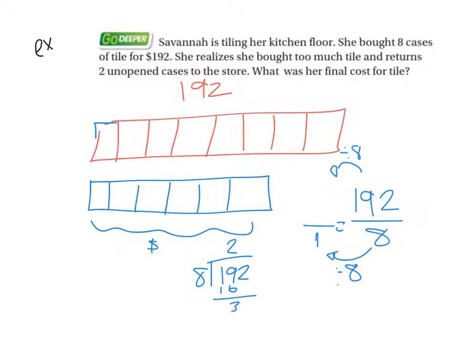16. Oh, oops, I added a decimal there. No decimal. So it looks like it's $24 per box of tile, which is about accurate.